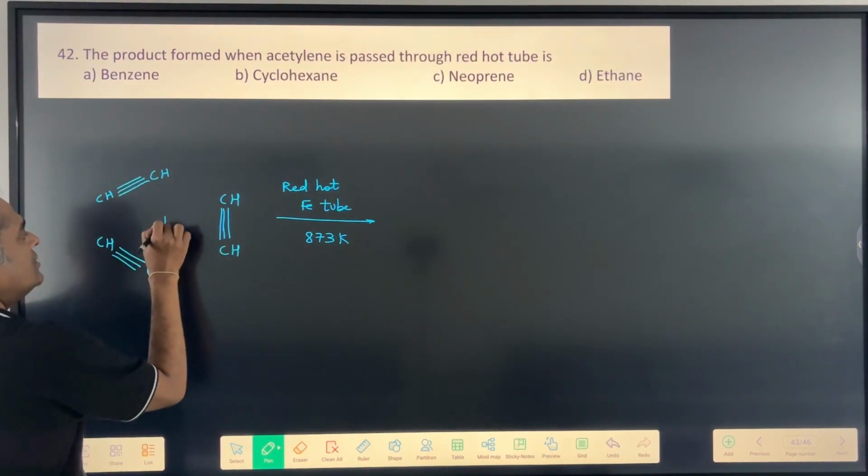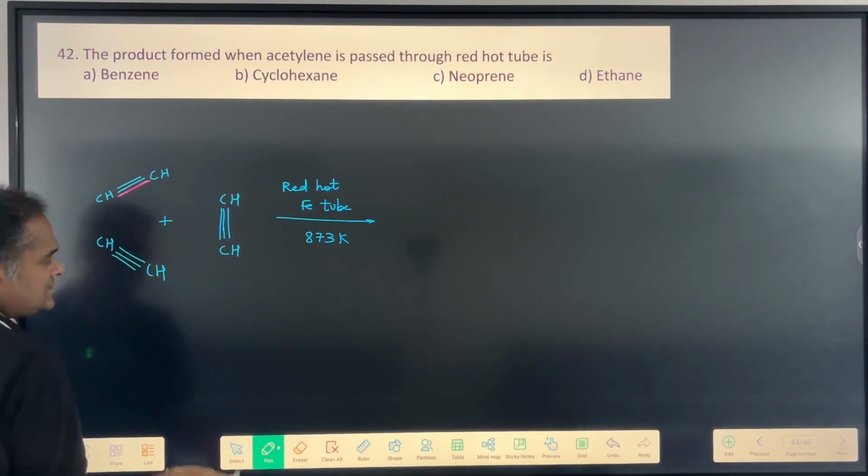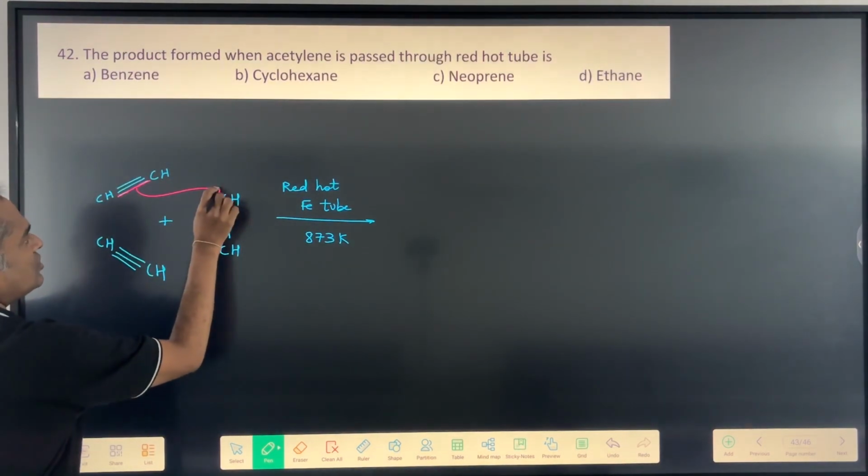Now, what will happen? Since when you heat so much, your pi bond, what you can see, will go and attach to the next one because of this valency disturbed.